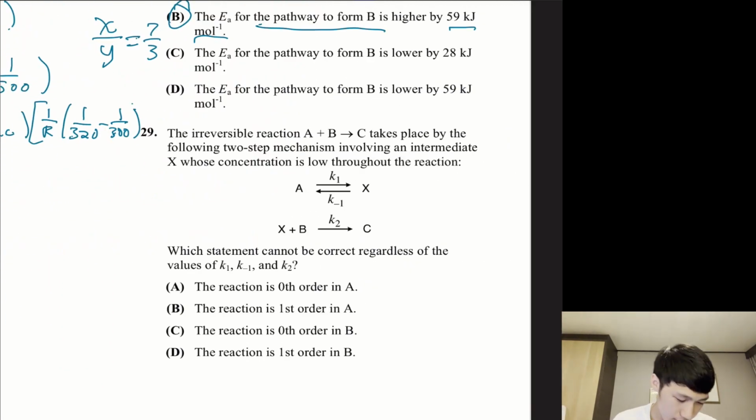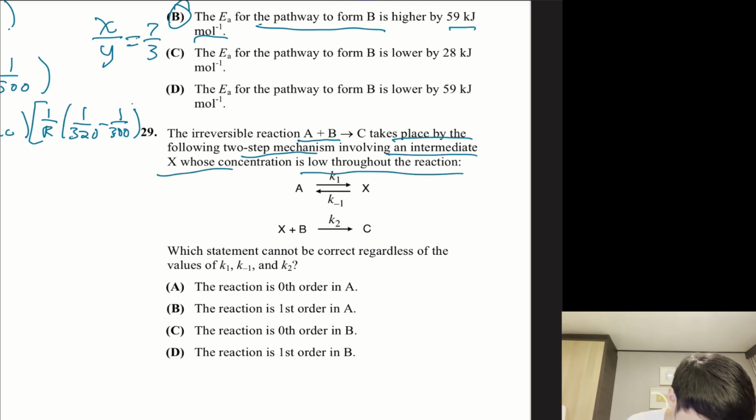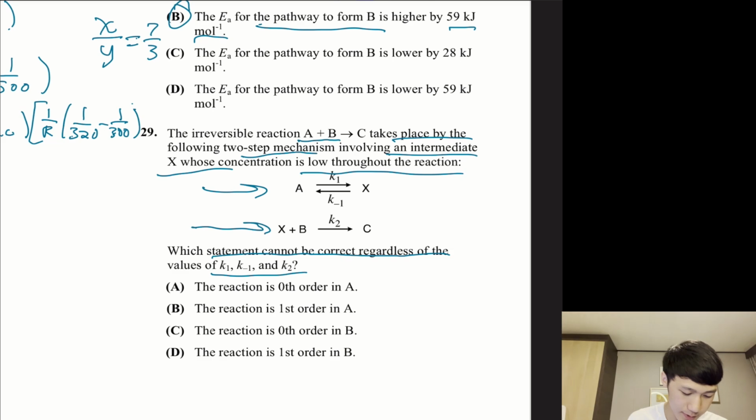Problem 29. The irreversible reaction A plus B yields C takes place by the following two-step mechanism involving an intermediate X whose concentration is low throughout the reaction. What statement cannot be correct regardless of the values of K1, K minus 1, and K2? So there's two cases here. We don't know the rate constants, so we don't know which step is rate determining. So case 1 is the first step is rate determining, and case 2 is the second step is rate determining.